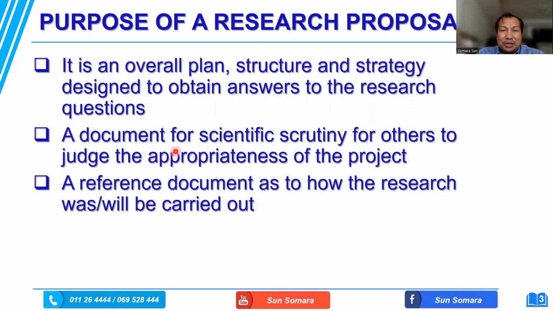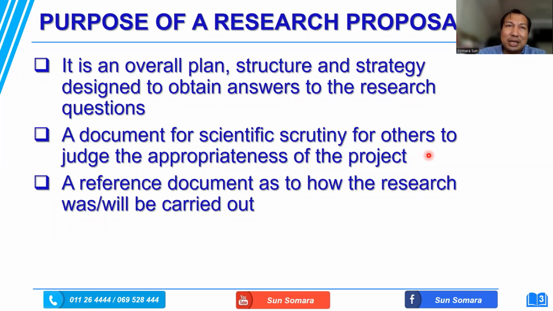The second one is a document for scientific scrutiny, for others to judge the appropriateness of the project. It's something that you show to other people. If you are a master's or bachelor's student, you may show it to your supervisor or the research department committee, to see whether your research proposal is good enough to collect the data or not.